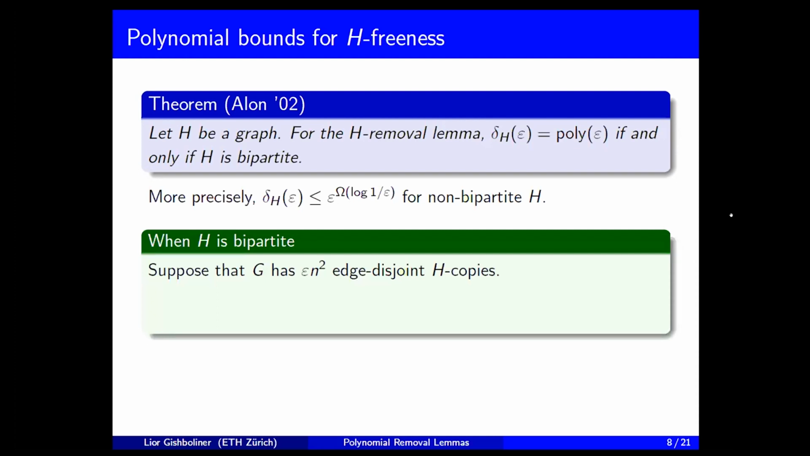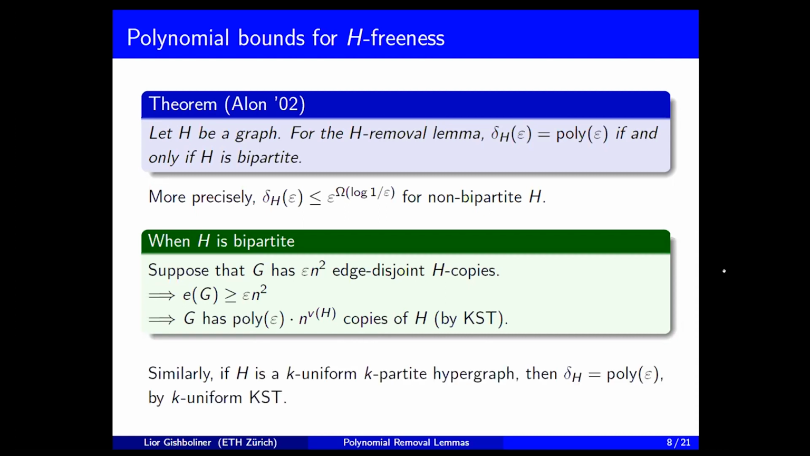So let's suppose that our graph G has epsilon n squared edge-disjoint copies of H. So in particular, it has at least epsilon n squared edges. And then by the Kővári-Sós-Turán theorem, or by supersaturation, the graph has poly(epsilon), so something polynomial in epsilon, times n to the number of vertices of H, copies of H, which is what we want. So we see that when H is bipartite, we do have polynomial dependence, and it easily follows from Kővári-Sós-Turán.